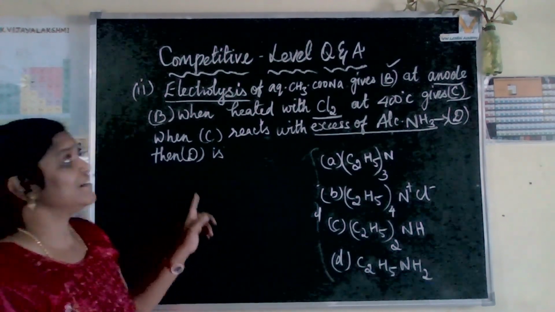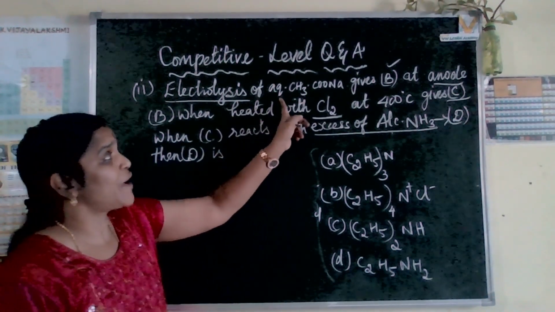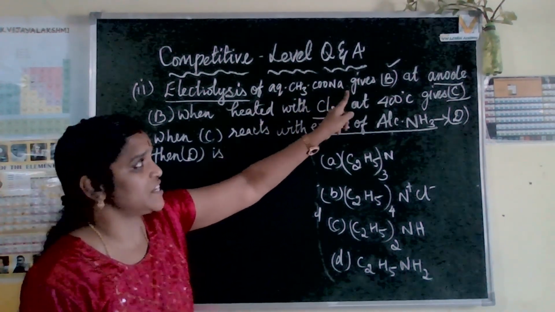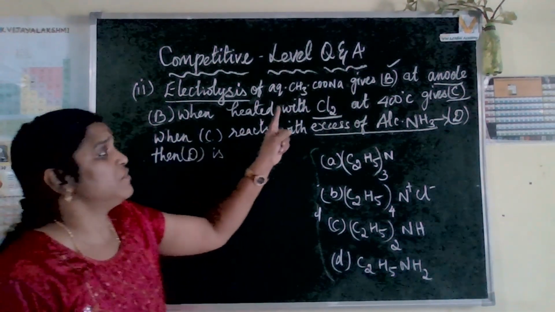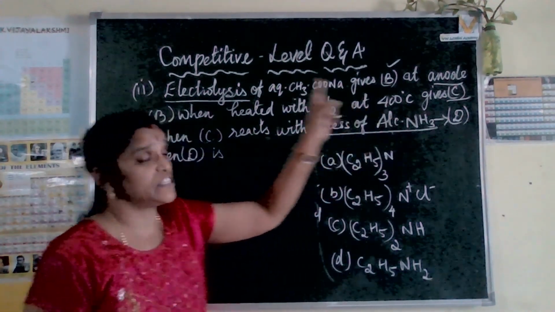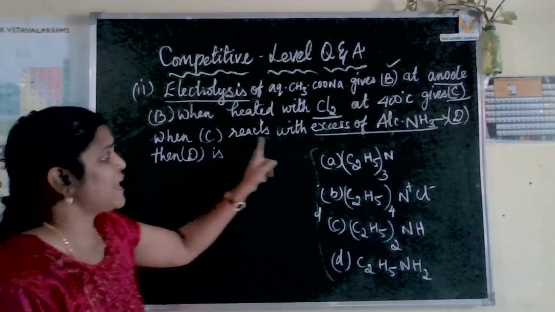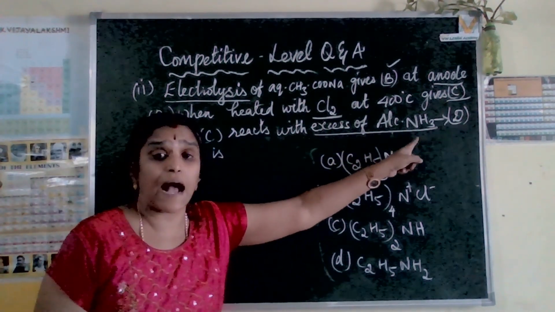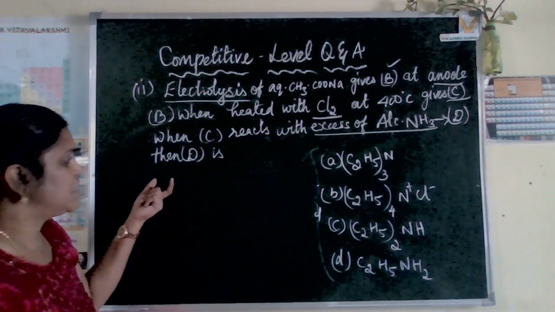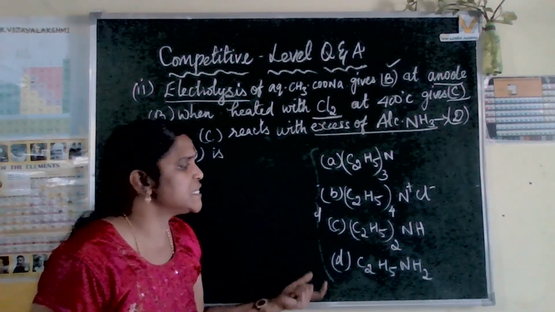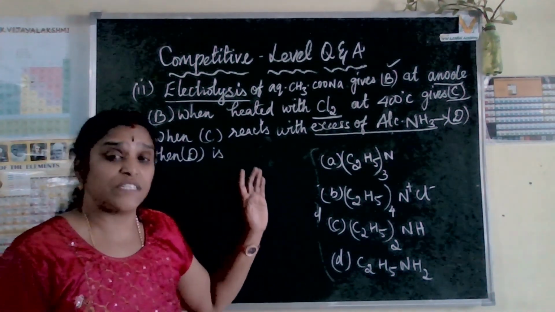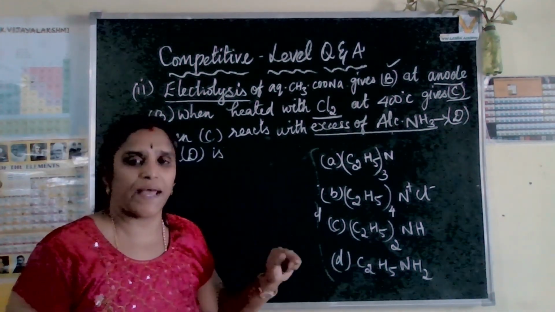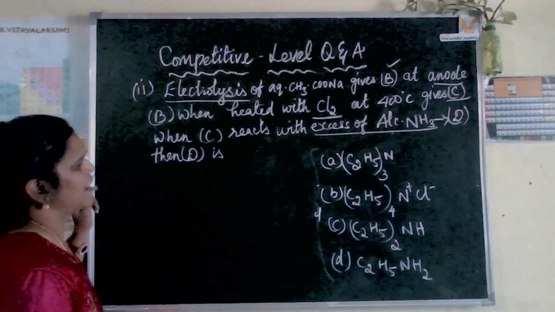The next question: electrolysis of aqueous sodium acetate gives B at the anode. B, when heated with chlorine at 400 degrees Celsius, gives C. When C reacts with excess alcoholic ammonia, it gives D. Which is the correct option? We have to identify which are correct, which are wrong, and why they are wrong. Let us go and analyze it.